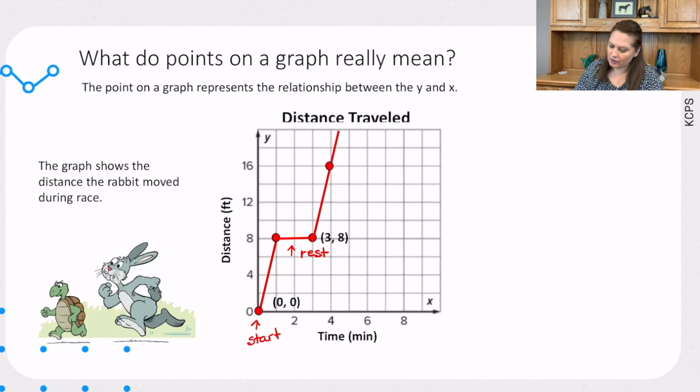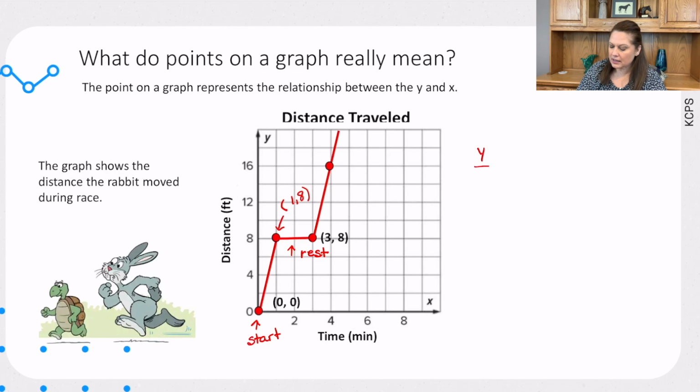And then you'll notice at minute 3, he probably sees the tortoise and goes, oh my goodness, I gotta catch up. And then he takes off again. All right. So when we look at these points, 0, 0, remember that's our starting point. We haven't done anything yet. And right here, our ordered pair is 1, 8.